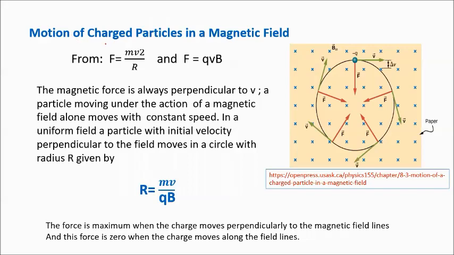In considering a motion of a charged particle in a magnetic field, then we have the formula R is equal to mv over qB. R is equal to mv over qB, or if you want to find B, it is simply mv over qR.